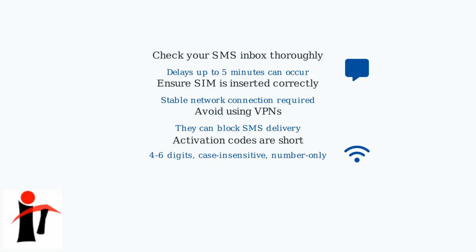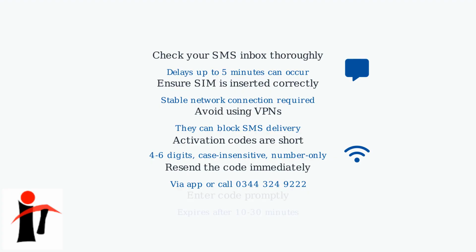Common activation codes are short, alphanumeric strings, typically 4 to 6 digits, and are case insensitive and number only in most cases. Resend the code immediately using the Tesco Mobile app or by calling 0344 324 9222. Finally, ensure you enter the code promptly, as they usually expire after 10 to 30 minutes for security reasons, as per UK telecom standards. If it's expired, resend it.